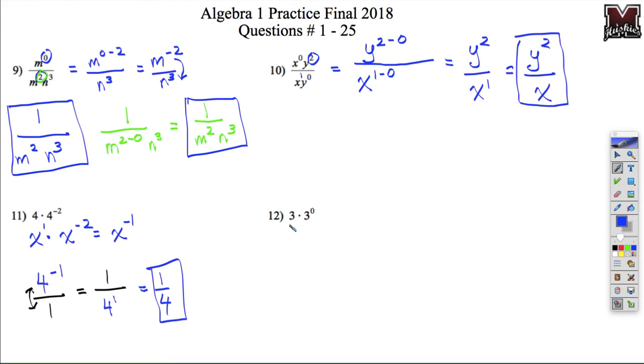Let's move on to number 12. Again, treat this like a variable. So it's going to be, how many 3's are there?